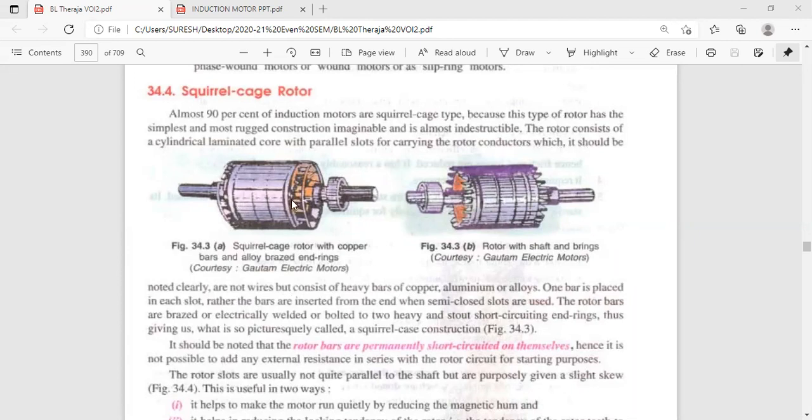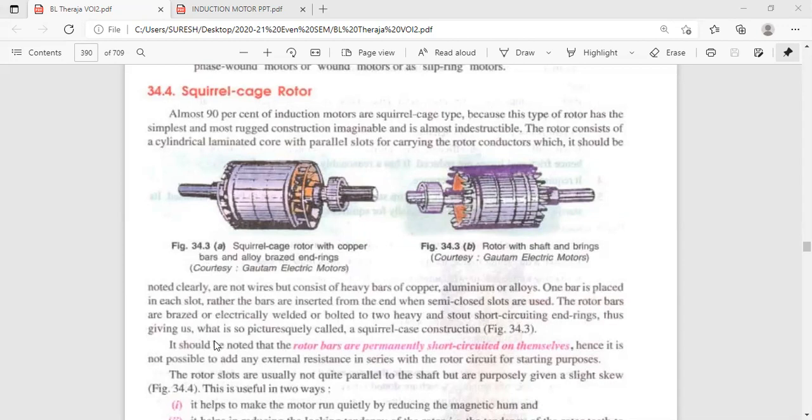Let us take this as the first slot, this is the second slot, this is the third. In the slot, they are not placing copper wires, but heavy bars of copper rods or aluminum or alloy rods. One bar is placed in each slot. One copper rod is placed in each slot. In one slot, they are placing only one copper rod. In the second slot, they are placing the second copper rod. Rather, the bars are inserted from the end where semi-closed slots are used.